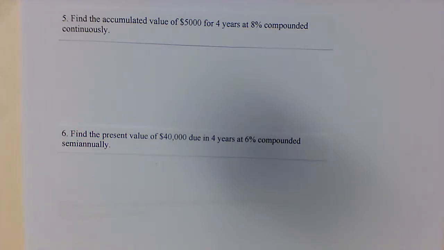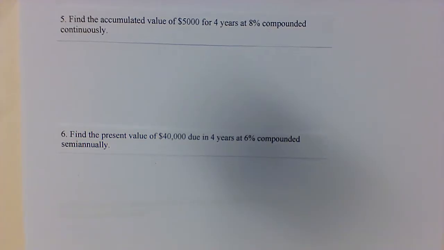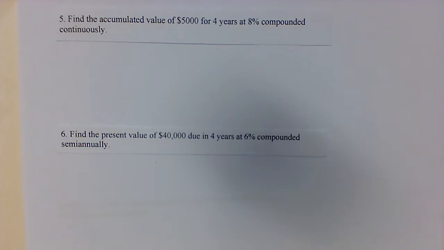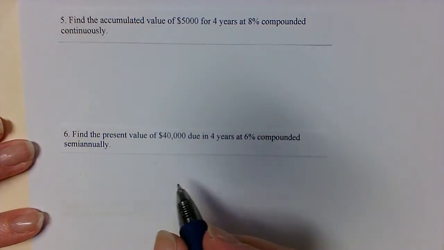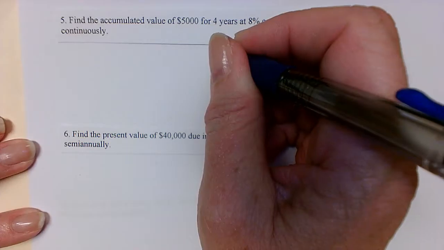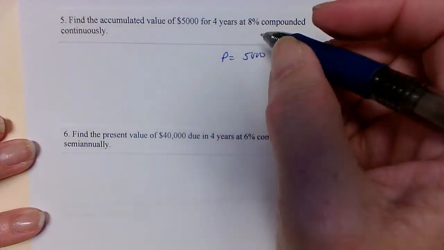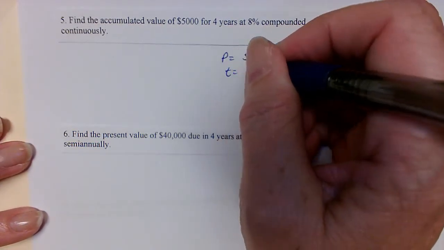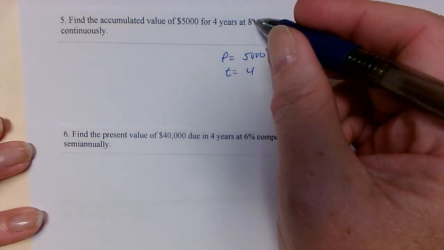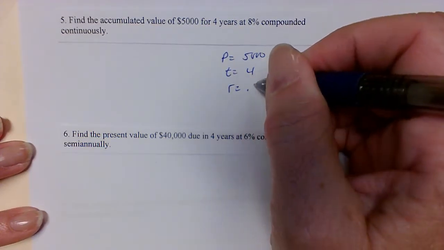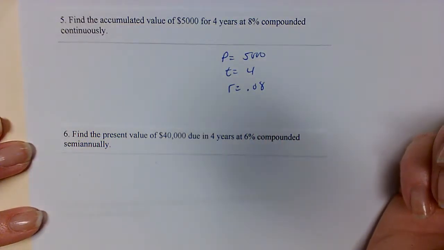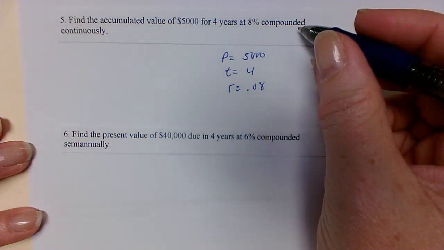So when we're looking at finding the accumulated value of $5,000 for 4 years at 8% compounded continuously, then what we need to do is look at what do we have and what are we trying to find. So the easiest way to do these is to look at what do we have. So our 5,000 is going to be our P. So we have P is equal to 5,000. Our 4 years, that is going to be our T, so T equals 4. 8%, that's going to be our rate. Remember, you need to write it in a decimal form, so it'll be 0.08. And we're talking about compounded continuously.